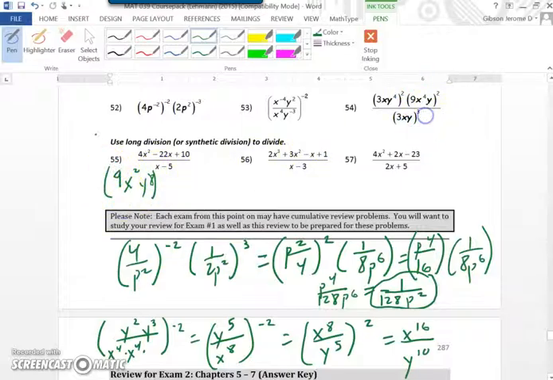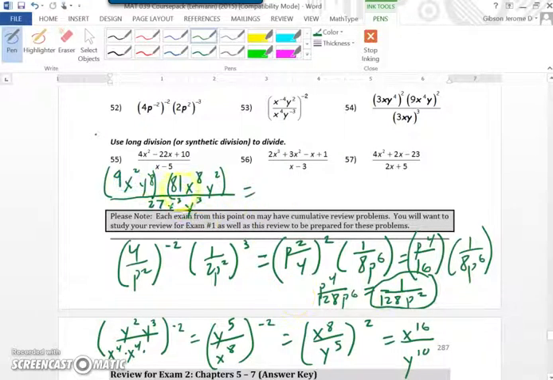Okay, next, we will have 9 squared, which is 81. X to the 4th to the 2nd is x to the 8th. And y to the 1st to the 2nd is y squared. Now this will be all over 3 to the 3rd is 27. X to the 1st to the 3rd is x to the 3rd. And y to the 1st to the 3rd is y to the 3rd.